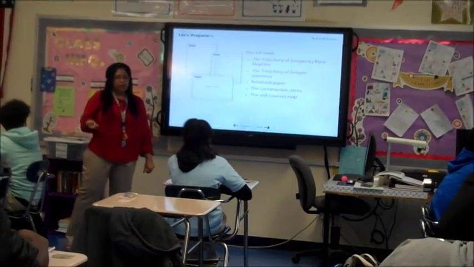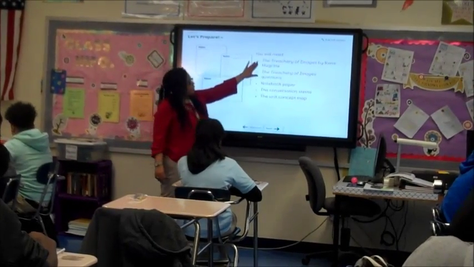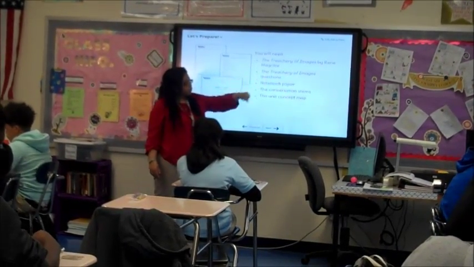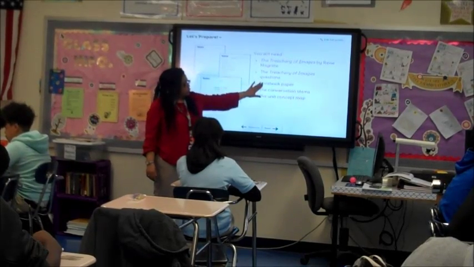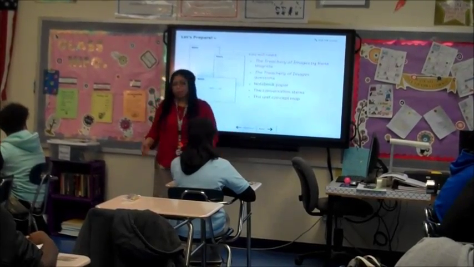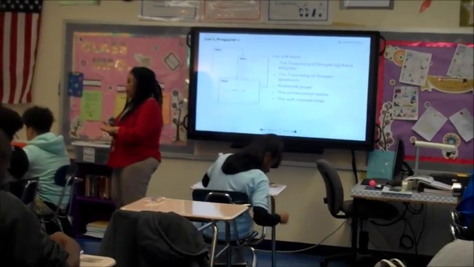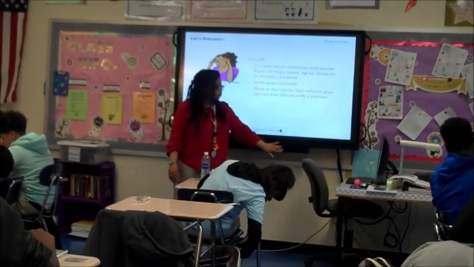So this is what you need to have out. You need to have out your Telltale Heart booklet, because within it you'll find the treasure of images, and we'll look at the actual image on the board, questions for it, and notebook paper, and your conversation stem and concept map are also in there. So you're going to need to have that out. And as we go, I'll tell you what page numbers to turn to, so you'll have it.